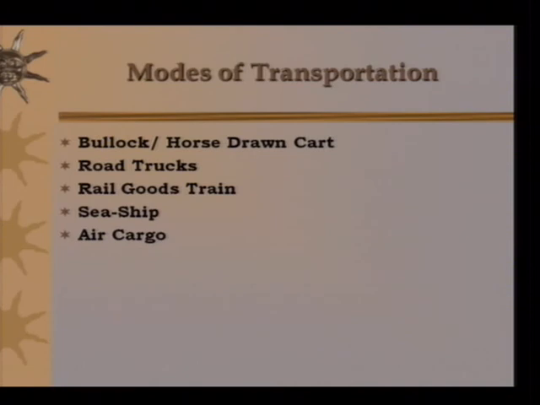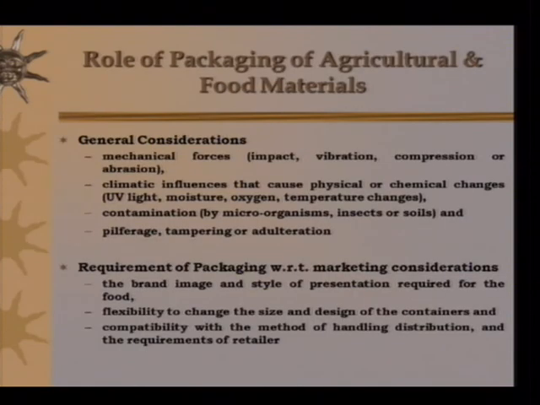Now what are the different modes of transport? Like bullock and horse-drawn cart is one way of transporting material. Then road trucks, rail goods trains, ship and cargo. There are several methods of transport which are used in our country, and the role of packaging of agricultural and food materials can be described with the following words.